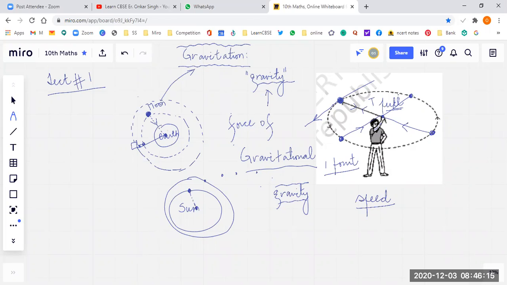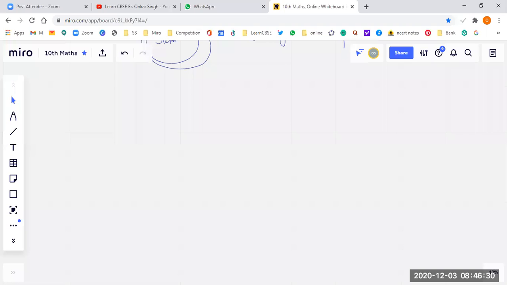Okay, how can we measure it? How can we measure the gravitational force? That is another thing we want to learn. Yes, students. Now, this is what we call Newton's law of gravitation.